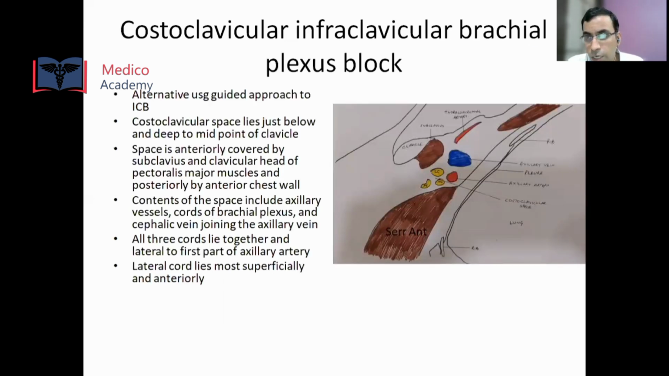There is another approach to infraclavicular brachial plexus block. This is the costoclavicular approach. This is an ultrasound-guided technique for giving the infraclavicular brachial plexus block.